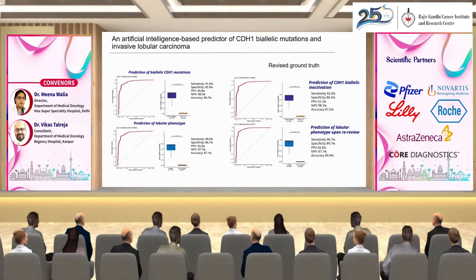So what they said was that if you use this as the training set, curated data using the ground truth of CDH1 mutation, you get better sensitivity and accuracy than using the histological label, which is used for lobular carcinoma classification.